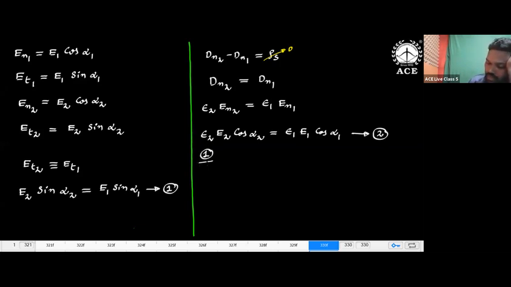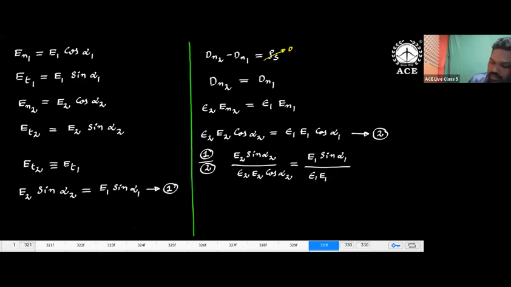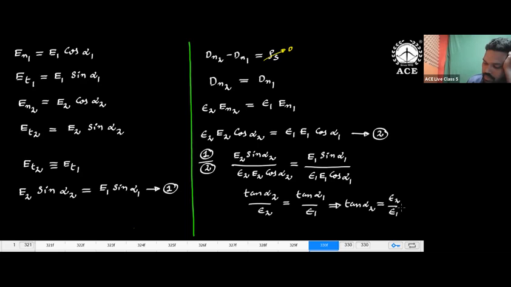1 divided by 2, which is E2 sin alpha 2 divided by epsilon 2 into E2 into cos alpha 2, which is equal to E1 sin alpha 1 divided by epsilon 1 into E1 into cos alpha 1. So tan alpha 2 by epsilon 2 is equal to tan alpha 1 by epsilon 1. Here tan alpha 2 is equal to epsilon 2 by epsilon 1 into tan alpha 1.